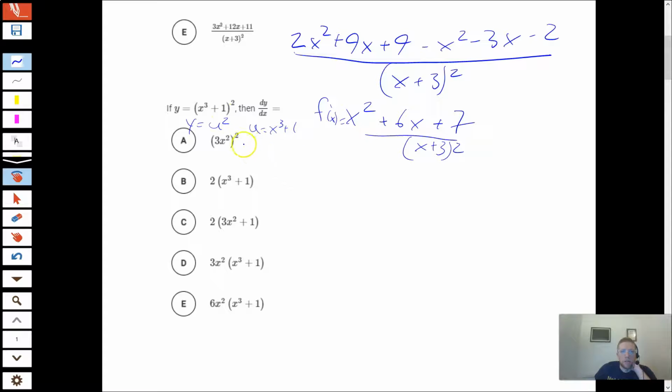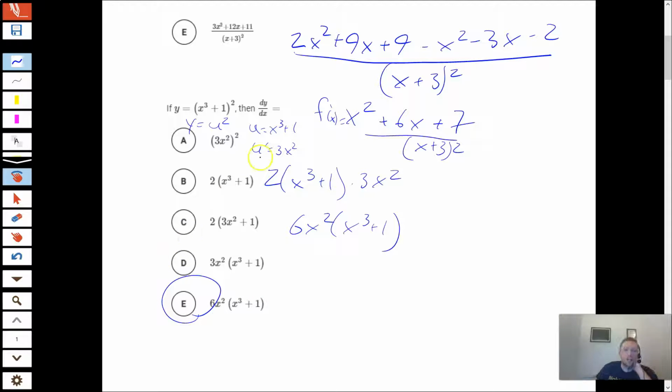And then the derivative of u squared is 2u. So really that's 2 times x to the third plus 1. And then I want the derivative of u. So I want u prime, which is 3x squared. So that's 6x squared times x to the third plus 1. And that is choice E.